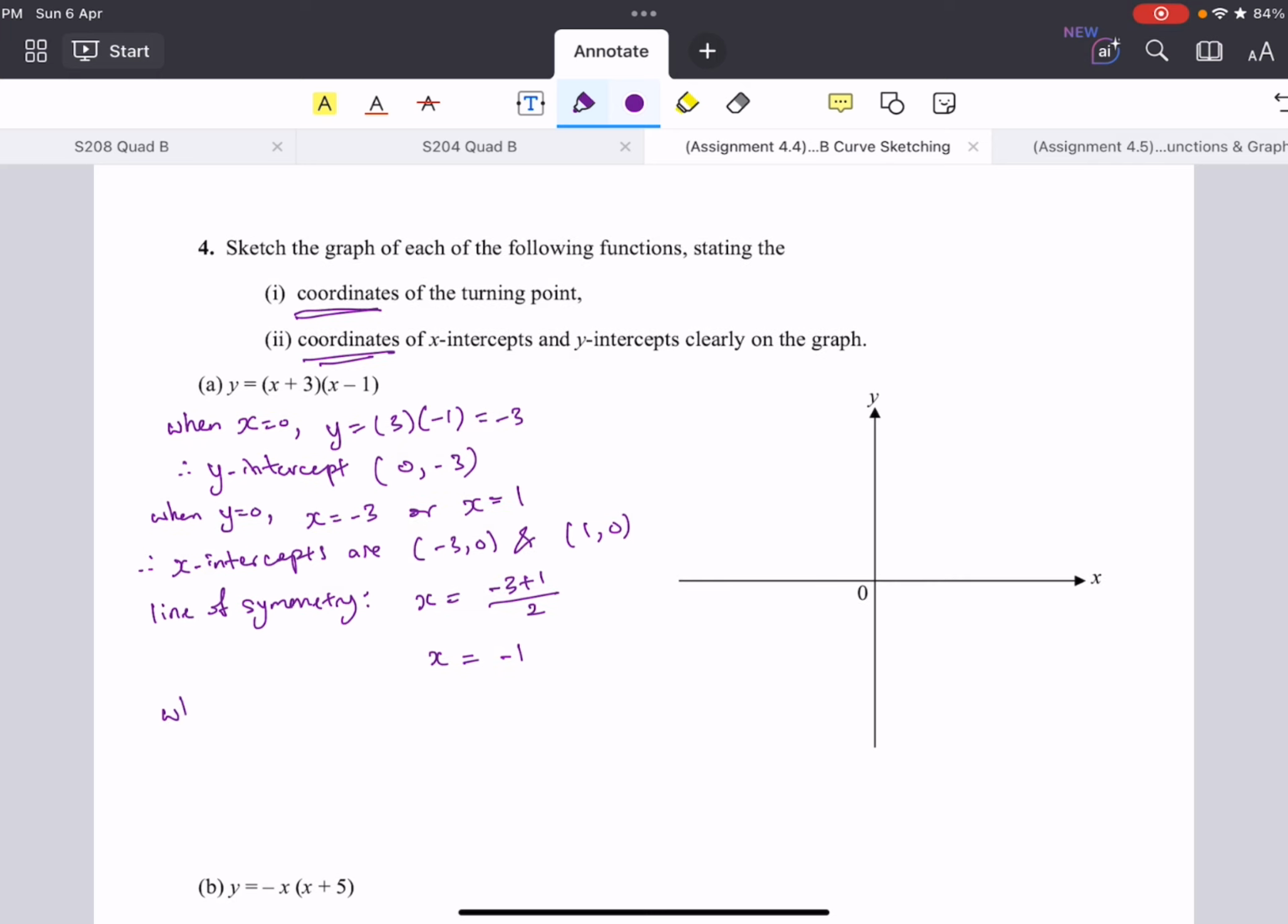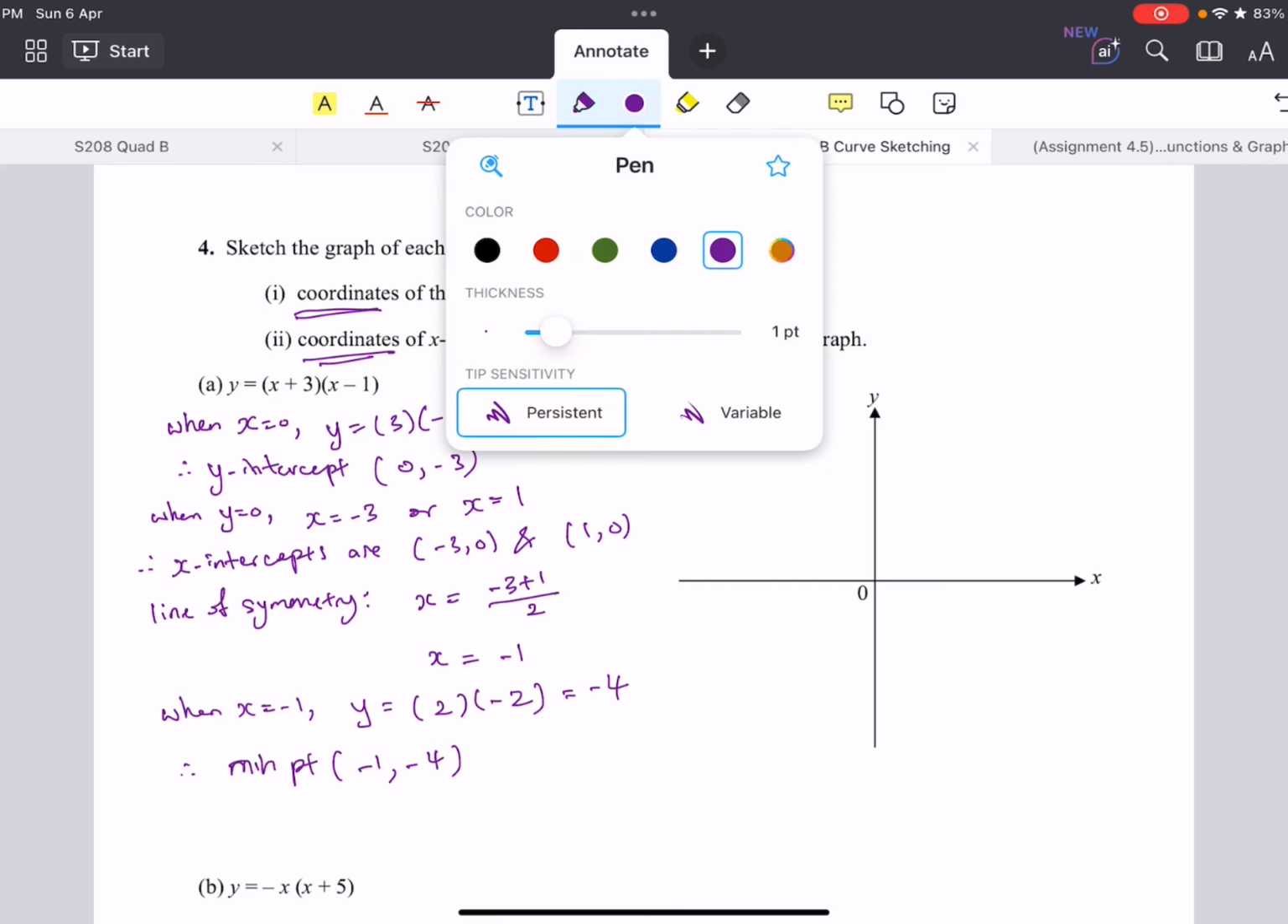So that's the line of symmetry. And when x is equal to negative 1, y is equal to (-1 + 3)(-1 - 1), which is 2 times negative 2, equal to negative 4. Therefore, the turning point, or in this case, the minimum point, right? So I can write it down accordingly. The minimum point is at (-1, -4). Okay, so that's the information we have.